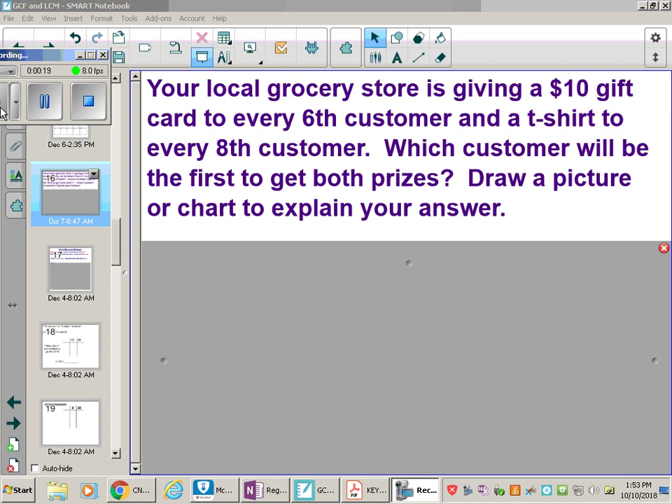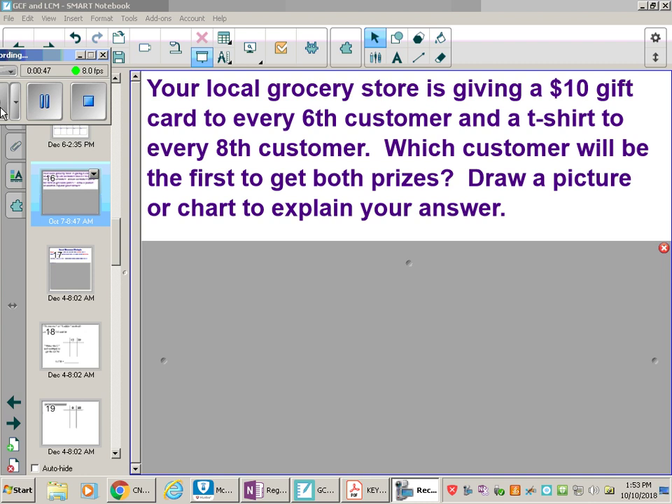It says your local grocery store is giving a $10 gift card to every 6th customer and a t-shirt to every 8th customer. Let's make sure we understand what that means. That means if you're customer number 6 in line, you're going to get a $10 gift card. And every 6th person after that will also get a $10 gift card. So the 6th person, the 12th person, so on and so forth. So which customer will be the first to get both prizes? You're to draw a picture or chart to explain your answer.